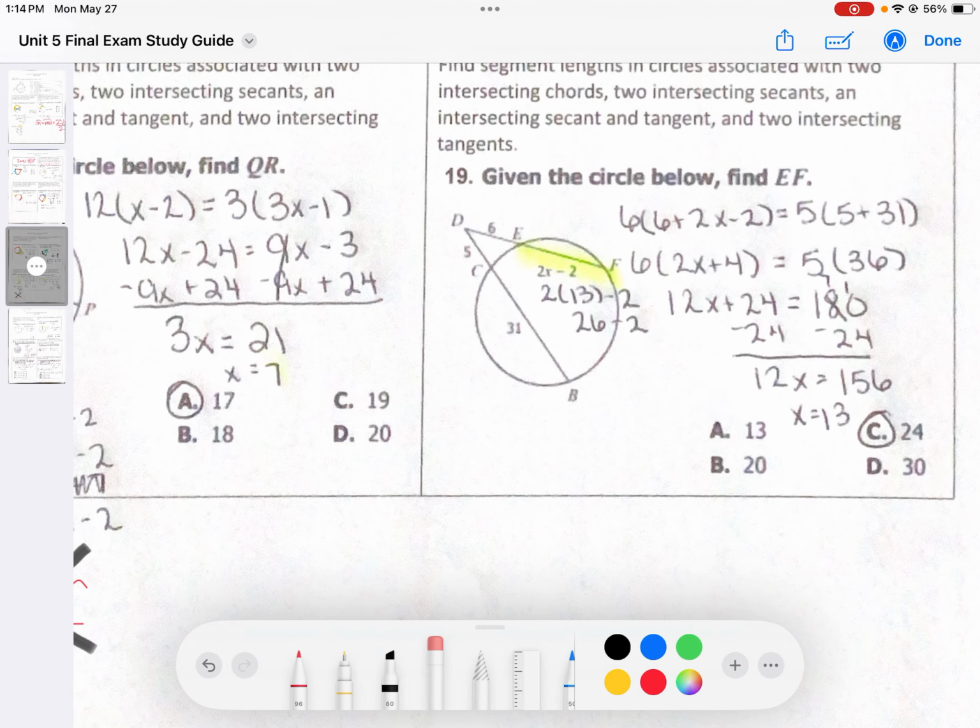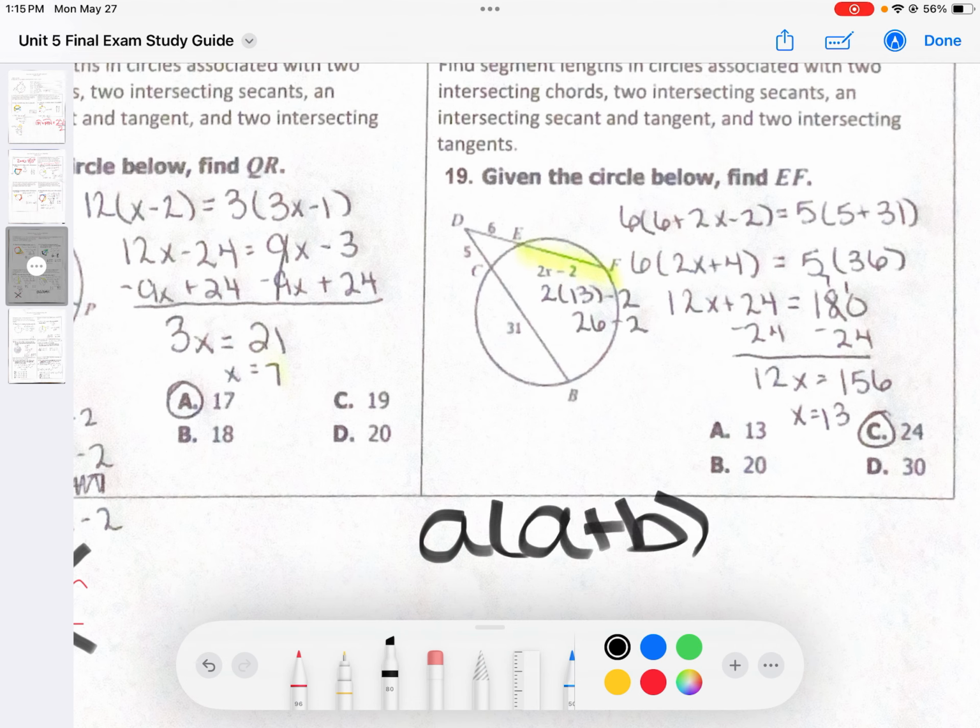Number 19 is two intersecting secants. Once again, on your formula sheet there are going to be two secant formulas. One formula is for segment lengths. The other formula is for angle measurements. You need to be mindful of which formula you're using, whether you're finding angle measurements or segment lengths. The formula here is A times (A plus B) equals C times (C plus D).